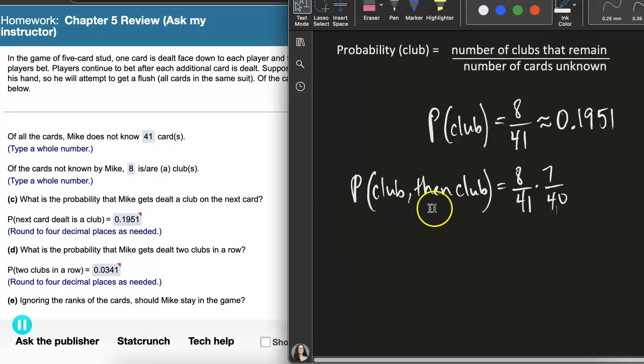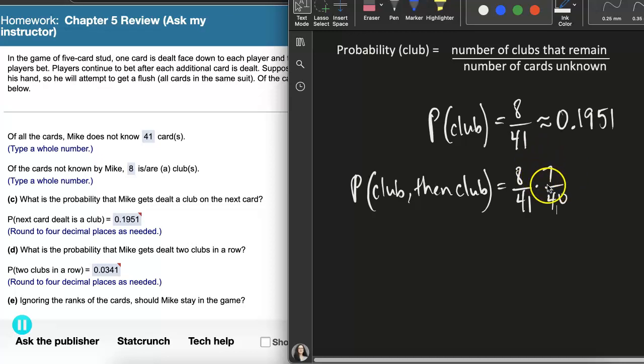So I've noted this a little bit differently here. I put probability of a club, then a club, to try to show that there's this change or order to the events, and that we're not replacing those cards. I just want to be clear about that part. So that's why I have, first of all, the probability of getting a club is 8 out of 41. And because these events are independent, I'm going to multiply by the probability of getting a club on the second draw.